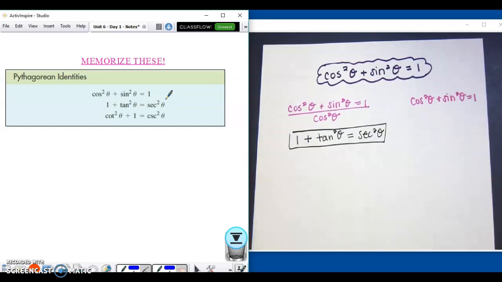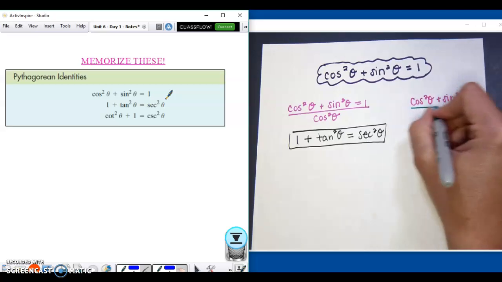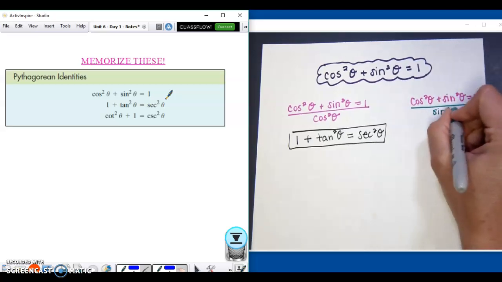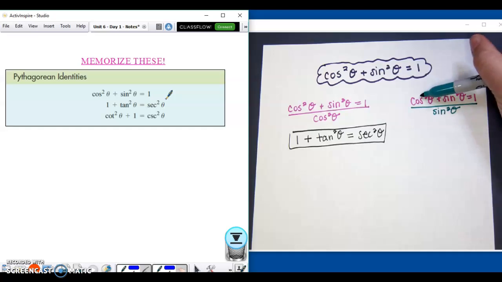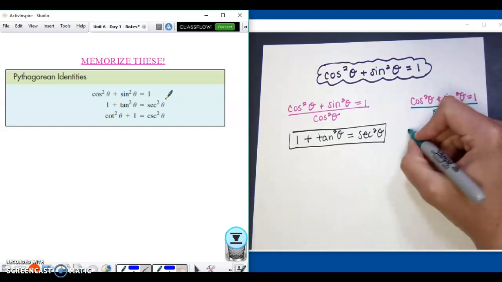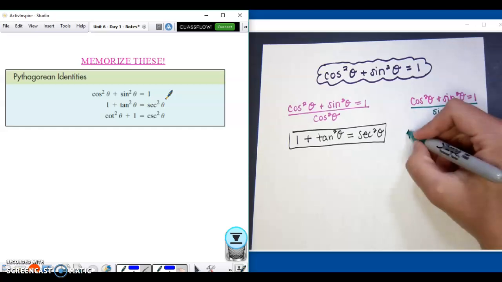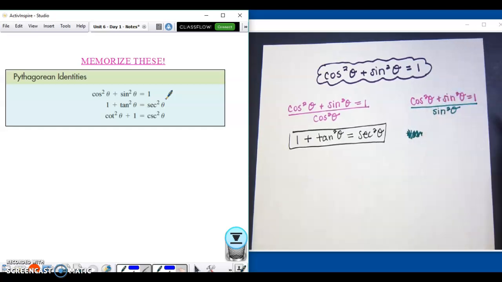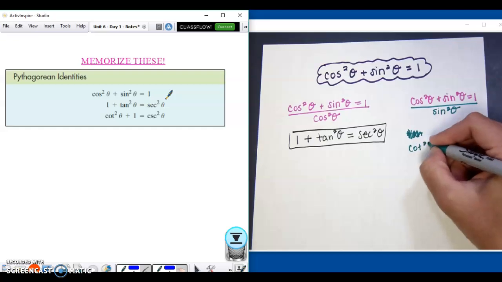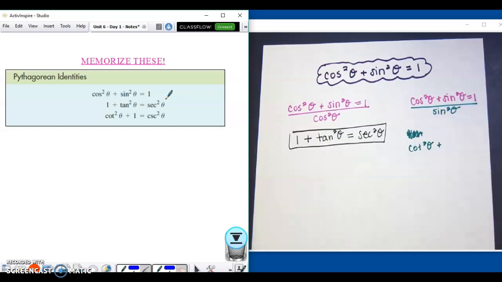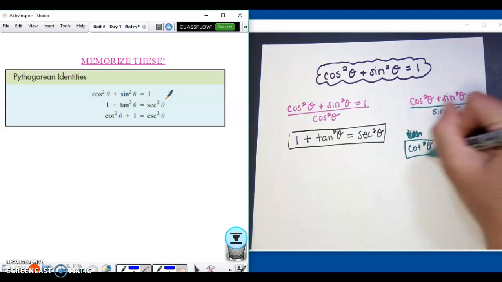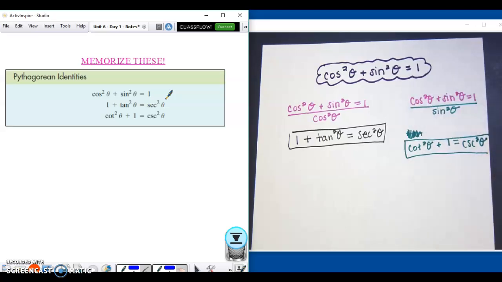So this time, instead of dividing by cosine squared, we're going to divide by sine squared. So watch what happens. We know cosine divided by sine is cotangent, so it's going to be cotangent squared theta, plus sine squared divided by sine squared will just be 1. And then we know 1 over sine is cosecant, so this is going to be cosecant squared theta. So if you look, that is the third formula on that Pythagorean identity.